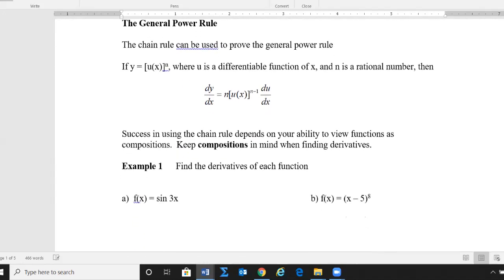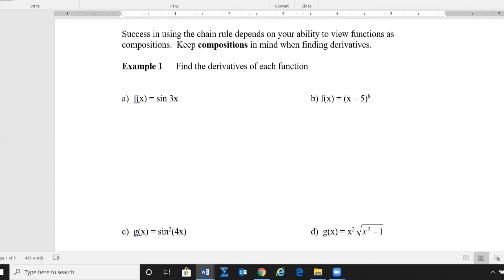And here I've listed the general power rule in general. We'll talk about that in a minute. Okay, so here we have compositions. So we have 2 functions essentially here. We have a sine function, and we have this function 3x. So the composition, the sine of 3x.